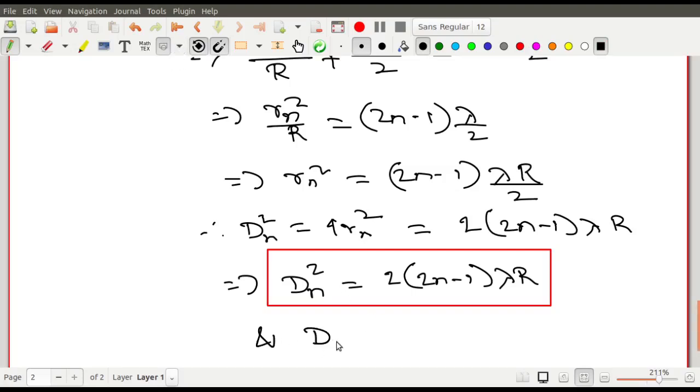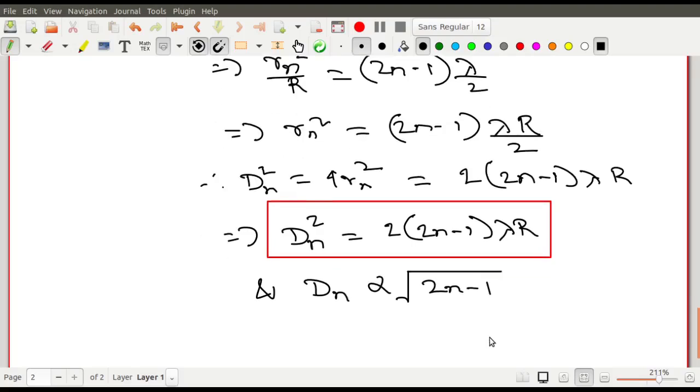and you may also write that dn is proportional to what? This is very important for your exam. Show that dn is proportional to twice n minus 1, right? So dn is proportional to twice n minus 1. So a very important result. So this will turn out to be like this, and from here I draw a conclusion.